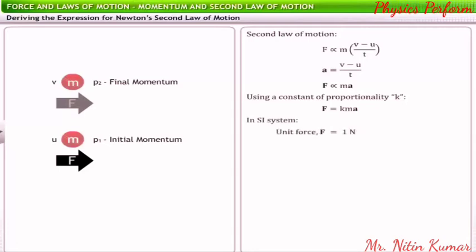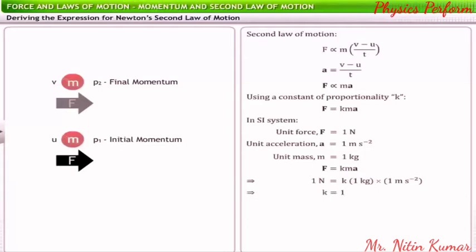In the SI system, a unit force is a force with a magnitude of 1 Newton. Unit force is defined as the force that produces unit acceleration, that is, 1 meter per second square, when applied on a body of unit mass, 1 kilogram. Thus, substituting the values in the expression F is equal to kma and simplifying, we get the value of k as 1. Hence, we get the mathematical expression of the second law of motion as F is equal to ma.